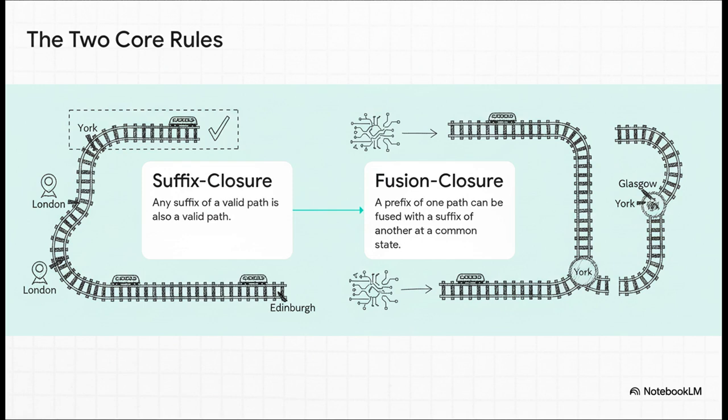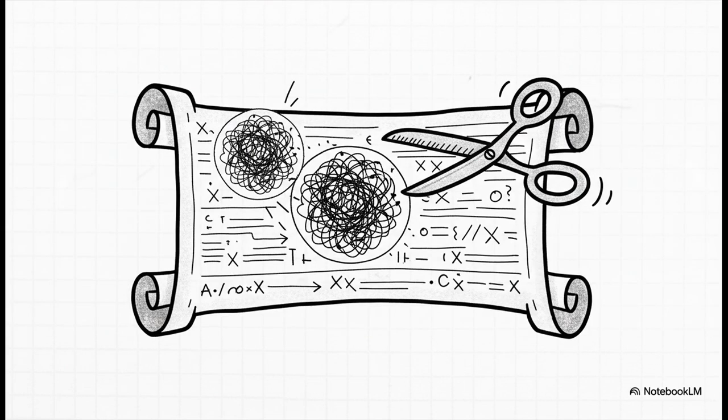If there's an approved route from London to York and another one from York to Glasgow, you can fuse them together to create a valid London to Glasgow trip. It's just intuitive. So the million-dollar question is, what did they leave out to make this work? BCTL Star very strategically drops a rule from CTL Star called limit closure.